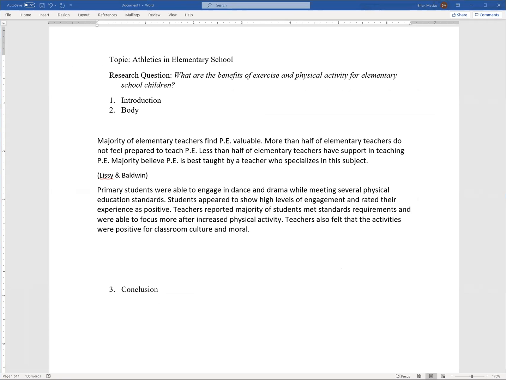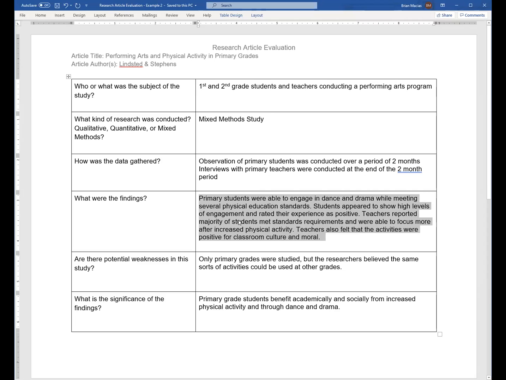All right, so let me go back to where we were, and we're going to go back to my second article evaluation. Let's take a look at what I took from this. Primary students are able to engage in dance and drama while meeting several physical education standards. Students appeared to show high levels of engagement and rated their experience positive.